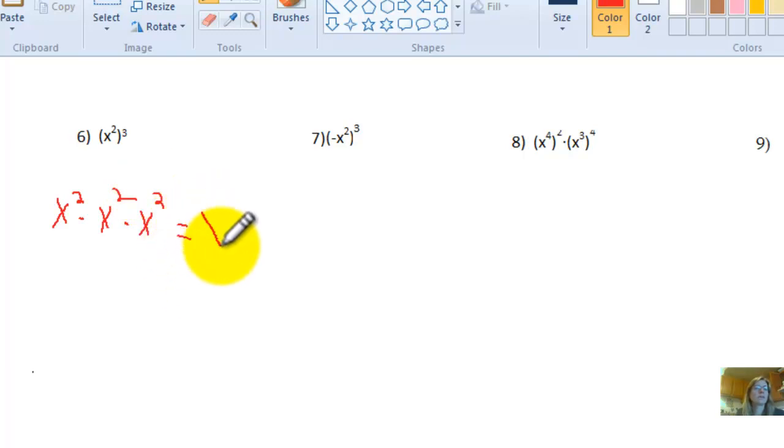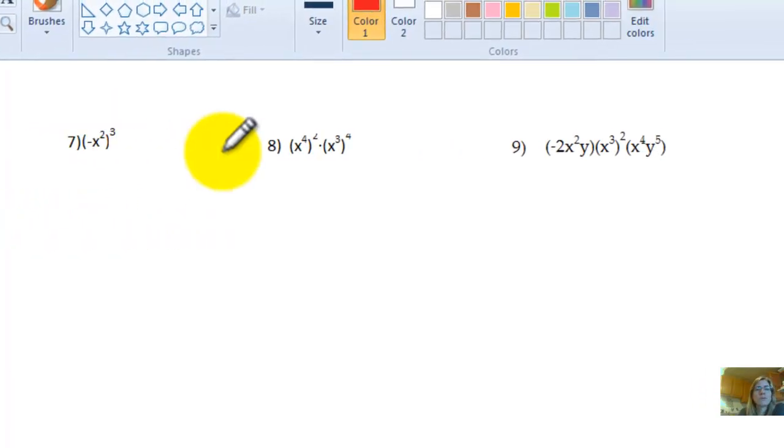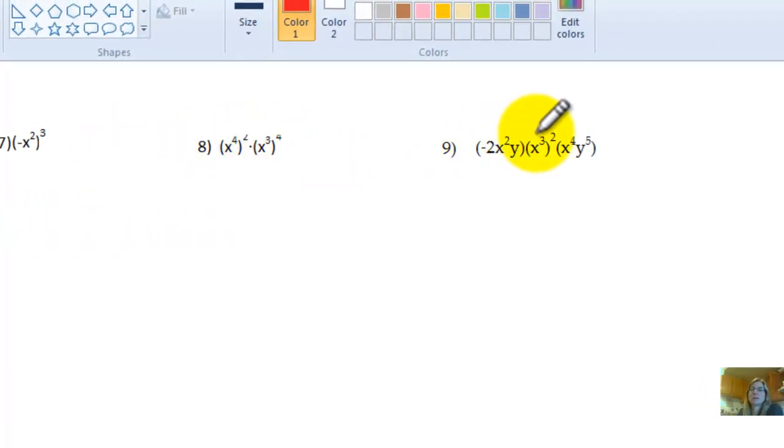The shortcut, however, is simply to multiply the exponent on the outside of the parentheses by the exponent of each of the exponents. There's only one exponent inside these parentheses, so we just simply multiply 3 times 2, which will then give us x to the 6th. We'll have different examples later of when you have more than one exponent inside of a parenthesis.